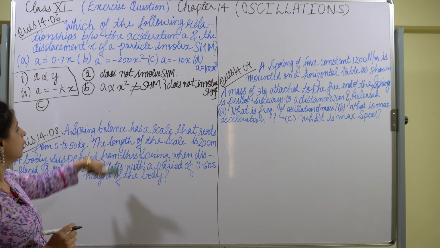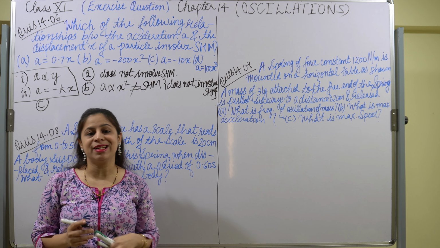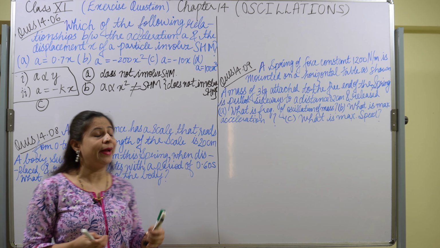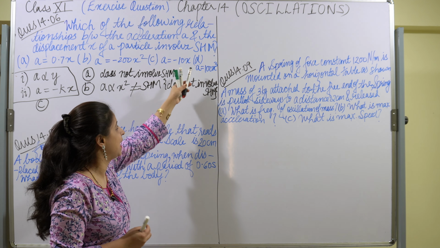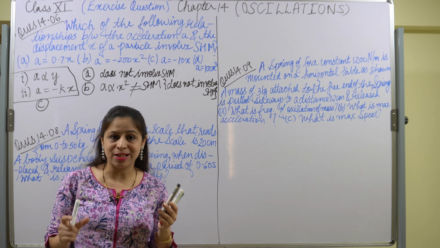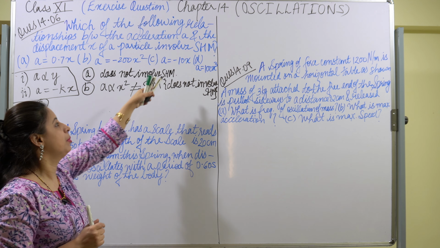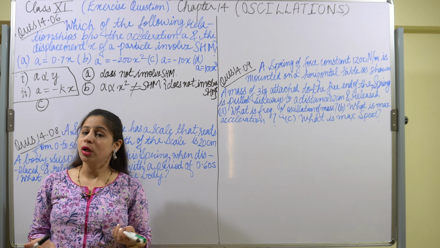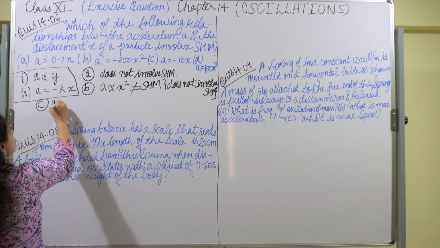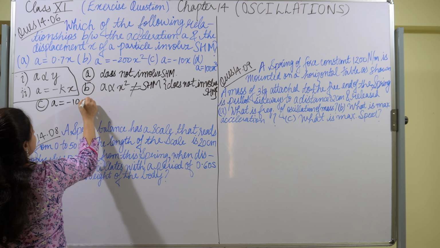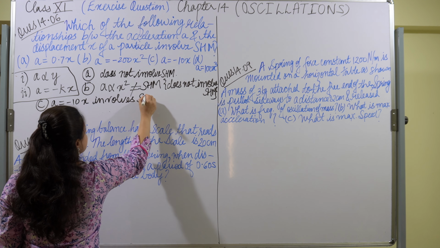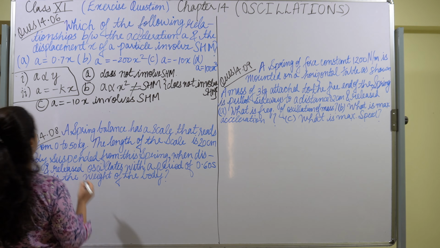Now the C part. In the C part, A equals minus 10x. That is the appropriate condition. Both the conditions are satisfied. A is in the form of minus kx, which is the basic equation of SHM, and A is directly proportional to x. So it involves SHM. So A equals minus 10x involves SHM, which is simple harmonic motion.